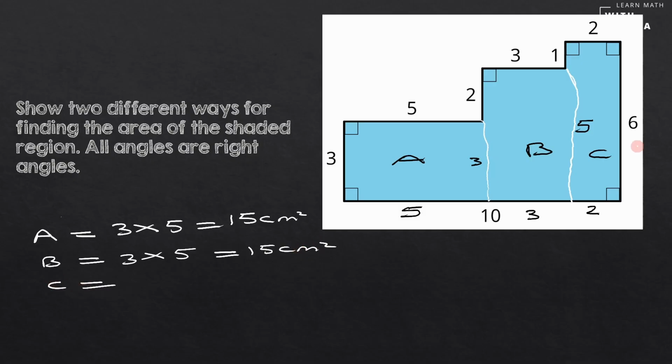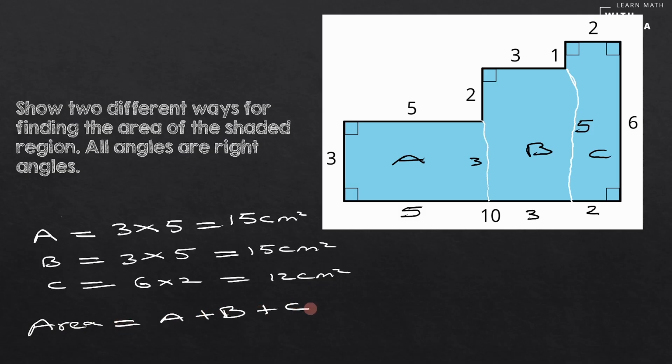Area of C, we have 6 by 2, which is still the same thing as 2 times 6. So 6 times 2 is 12 centimeters squared. The area of the shape will now be area of A plus area of B plus area of C, which is 15 cm squared plus 15 centimeters squared plus 12 centimeters squared. 15 plus 15 is 30. 30 plus 12 is 42. So the area of this is 42 square centimeters.